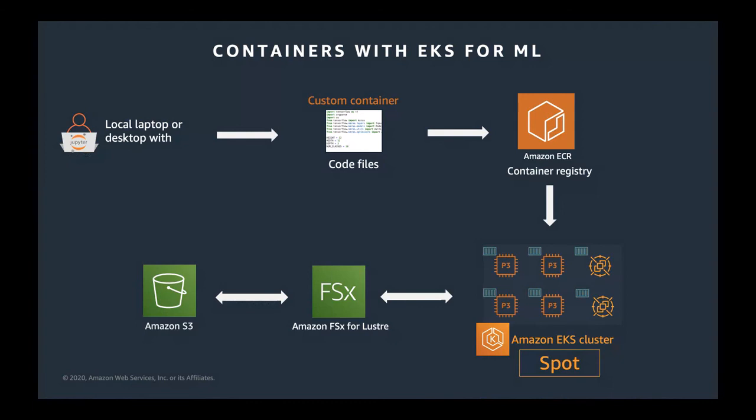So you develop things on your local desktop or laptop. You have your custom containers. You can have the AMI that is available on AWS, or bring your own AMI, make Docker containers out of it, and then push that code to ECR. Then from there, you start a whole cluster of EKS with Spot instances, and then you use S3 and FSx for Lustre for faster data access.